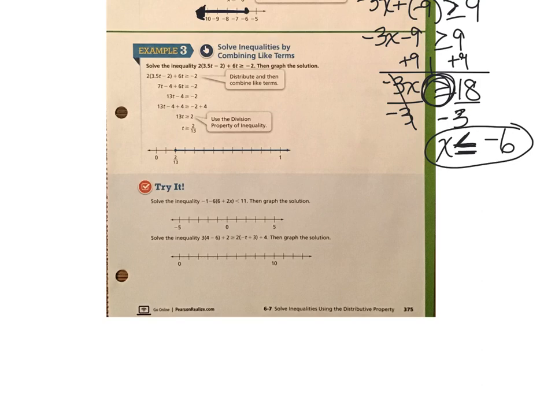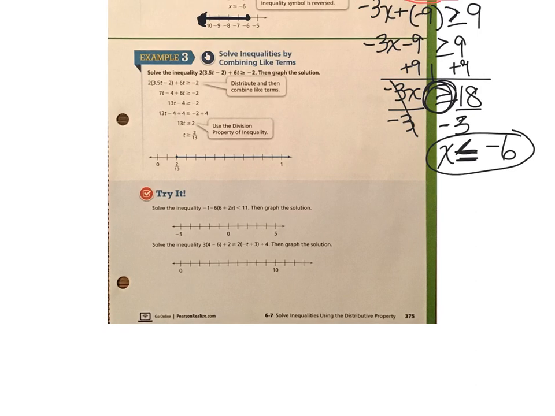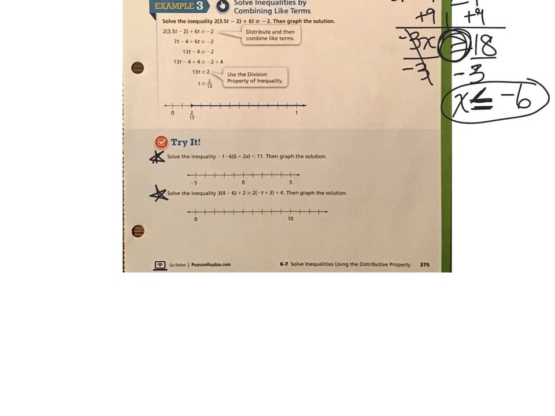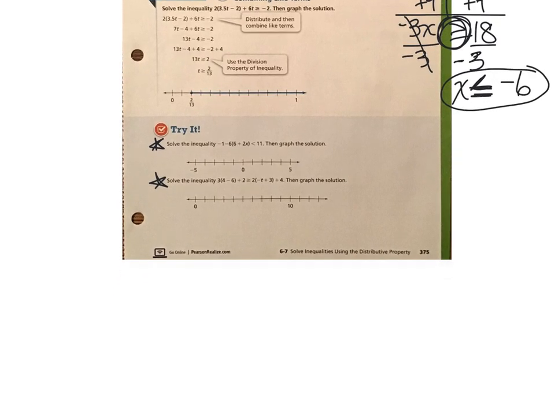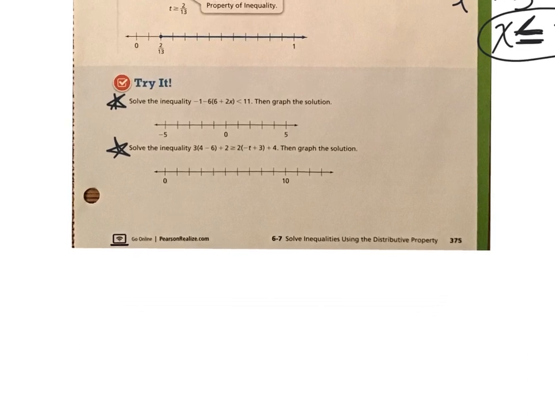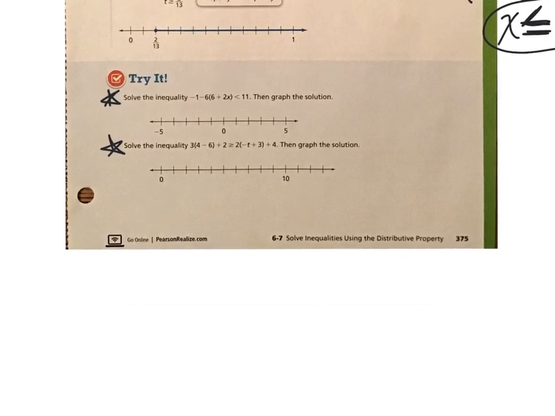When you look down at the try-its here, you'll notice that you have some pretty complex inequalities to solve. There are 2 try-its there, and I'd like for you to try each of them. When you're done with the first one, come back and check your answer, and then we'll move on to the second one, and you can check your answer on that one as well. Okay, pause the video while you're trying those, and then come back and we'll check answers.